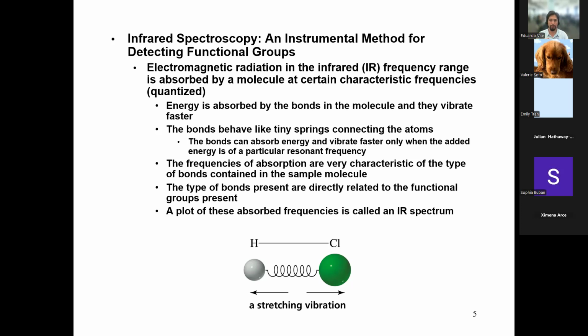In the real world, bonds are flexible to an extent, and they can vibrate. So one of your pre-lab quiz questions was, what kind of motion does infrared spectroscopy measure? The answer is vibrational motion. Infrared spectroscopy measures the vibrations of the bonds.